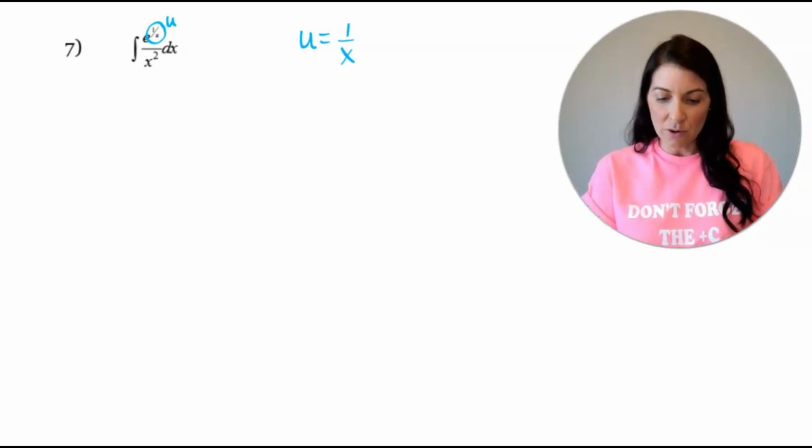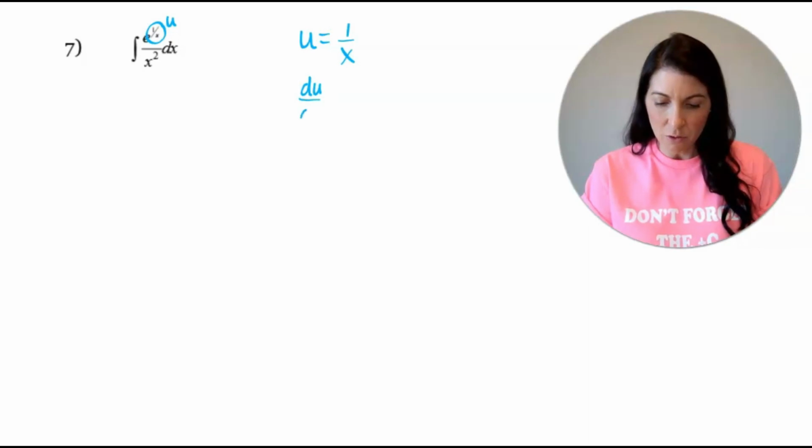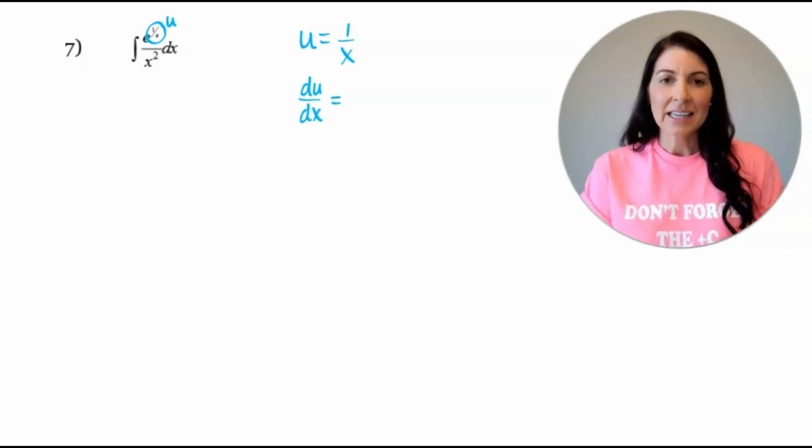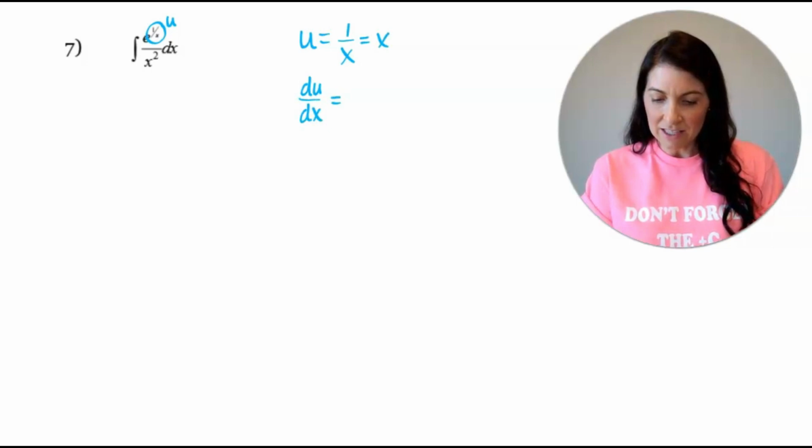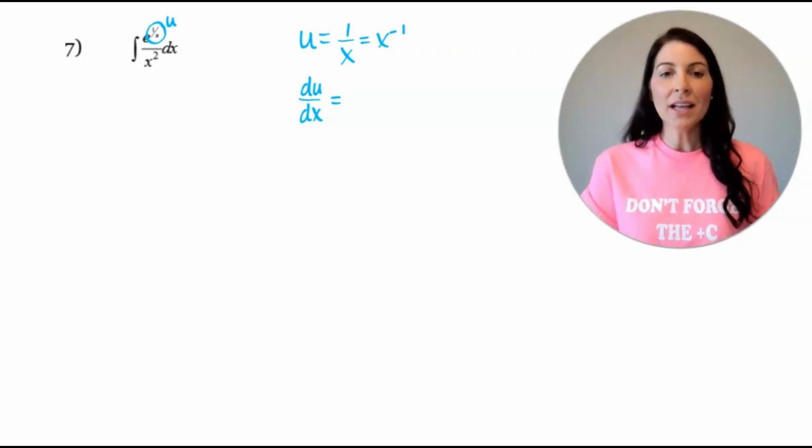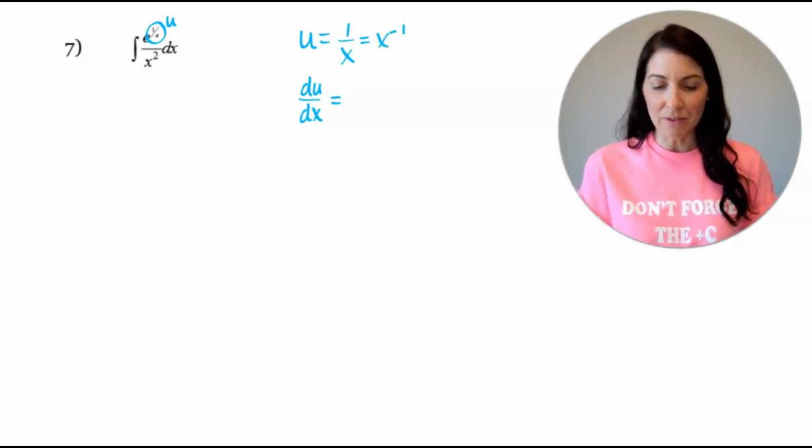The next thing I need to do is find the derivative of u with respect to x. And I'm going to do that by rewriting this as x to the power of -1 so that I can use the power rule for derivatives.